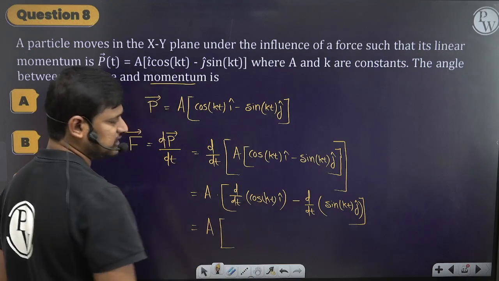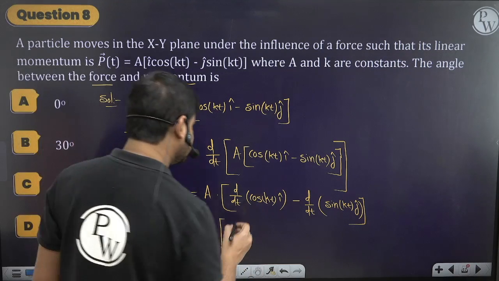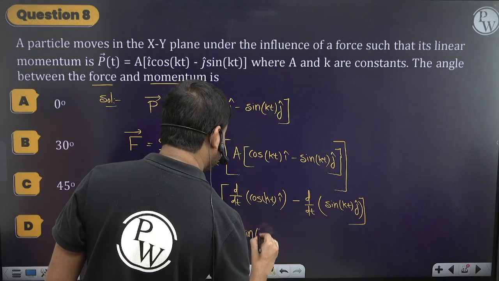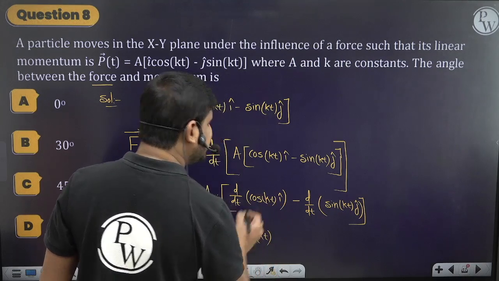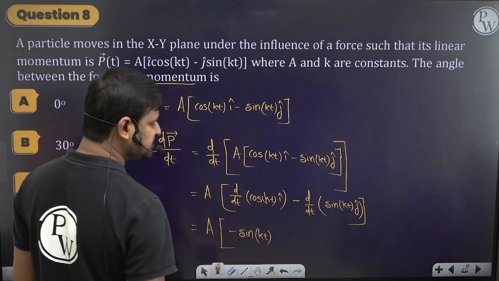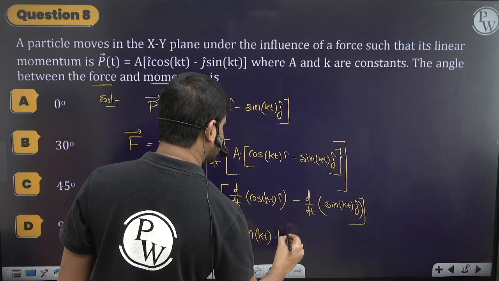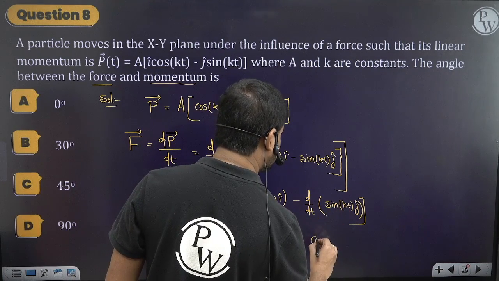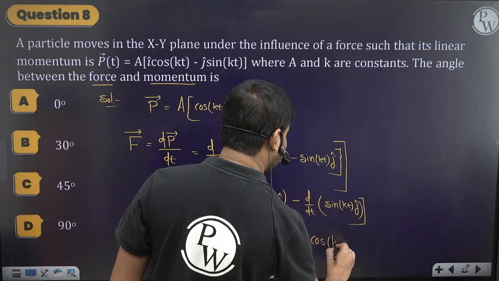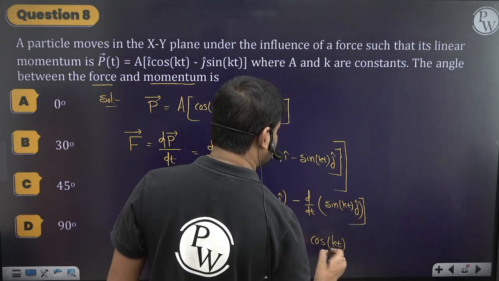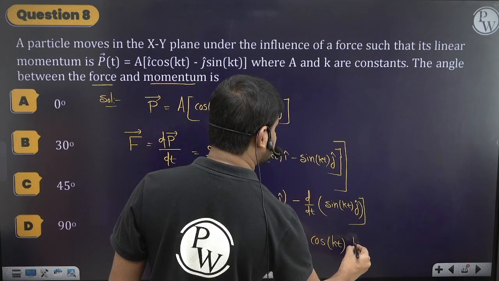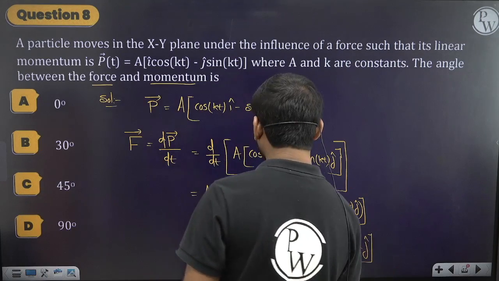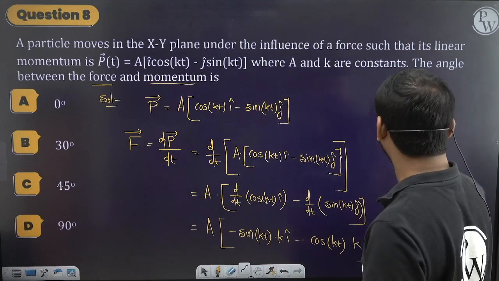So you know that differentiation of cos theta is going to be minus sin theta. In place of theta we have kt. Again, kt differentiation, chain rule applies. Kt differentiation is going to be k. So i cap, minus, differentiation of sin theta is cos theta. In place of theta we have kt, and the coefficient of t is k. So then j cap.